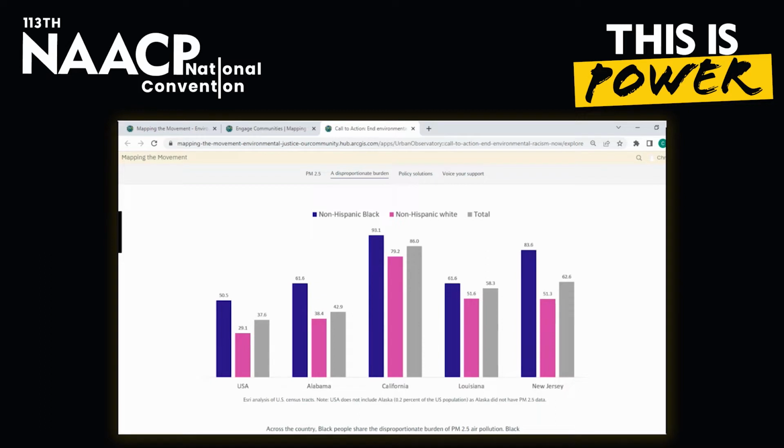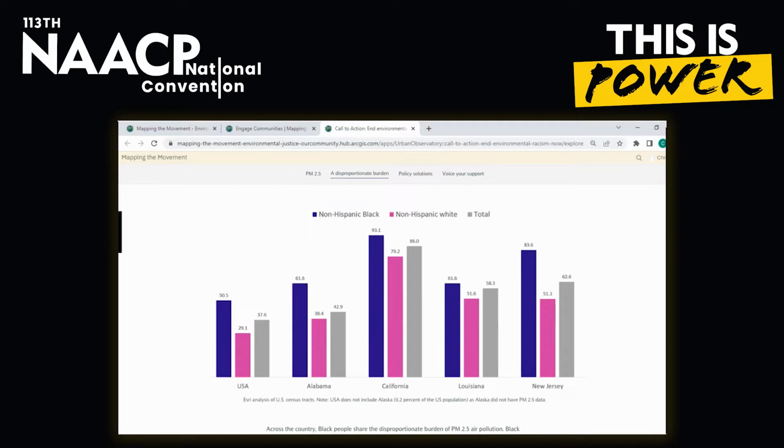So PM 2.5 refers to small particles floating in the air that can get through the lungs' defense systems, making PM 2.5 one of the most dangerous air pollutants for human health. Across the country, Black people share the disproportionate burden of air pollution and are 3 times more likely to die prematurely from exposure to fine particulate matter.